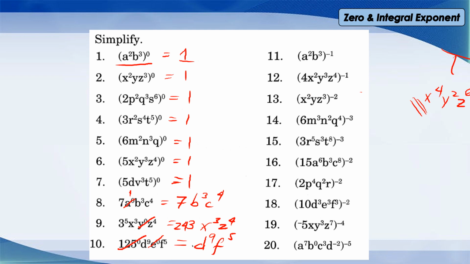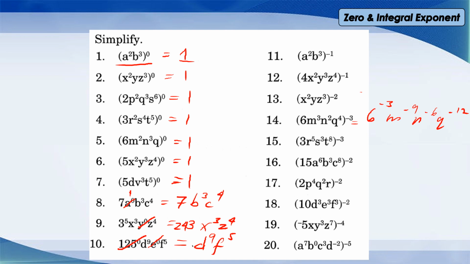Next! Example number 14. Ganun din. Negative 3 naman ang ginamit niya. Therefore, gamitin natin yung isang method. Negative 6, 6 times 6 raised to negative 3. Then m raised to negative 9. Then n raised to negative 6. Then q raised to negative 12.